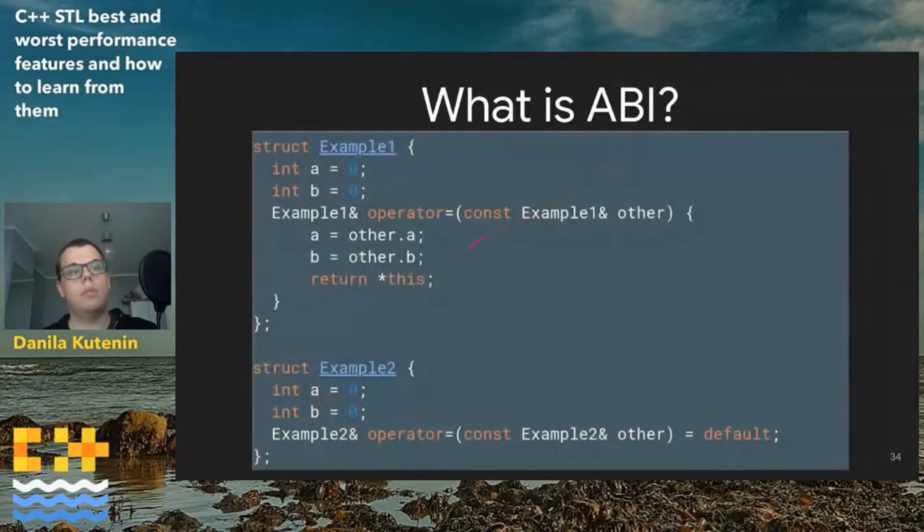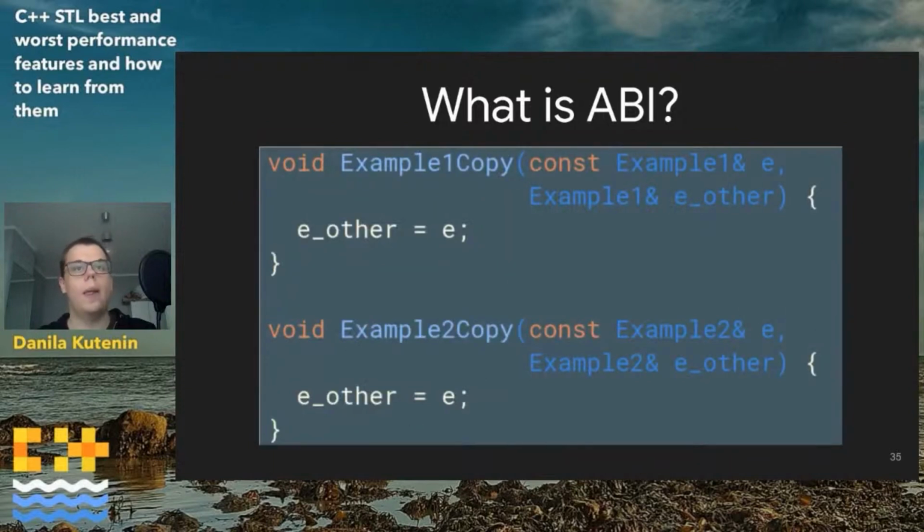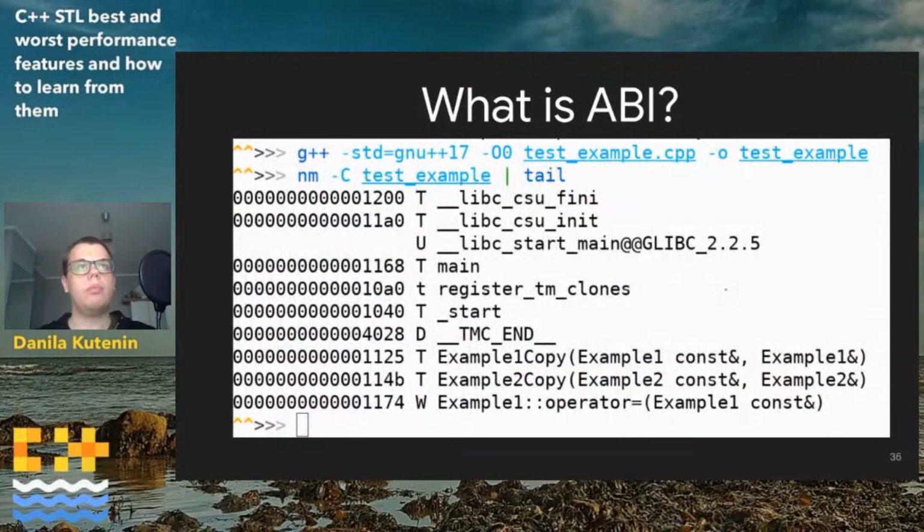And for pair, why can't we change? Let's see, we have two examples. First example, two integers. Second example, two integers, but with a user-defined assignment instead of default. And we have two functions that copy, example 1 and example 2. Why can't we change?